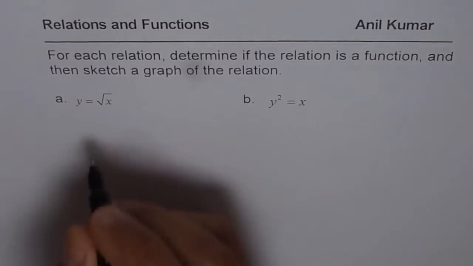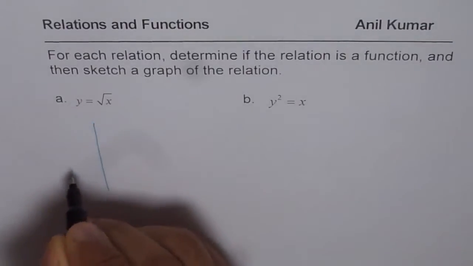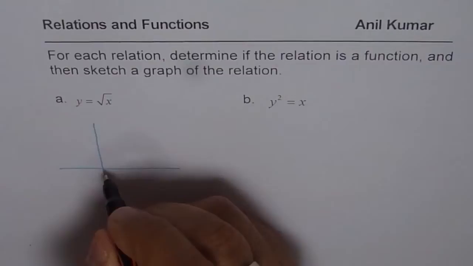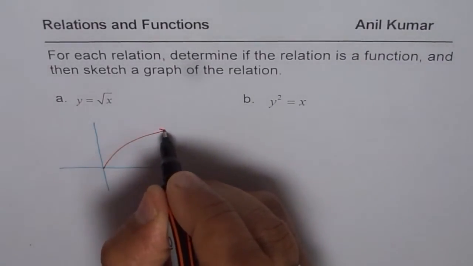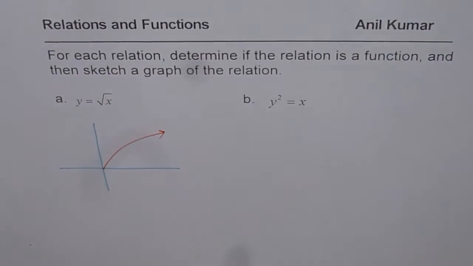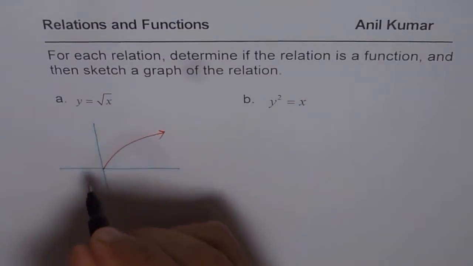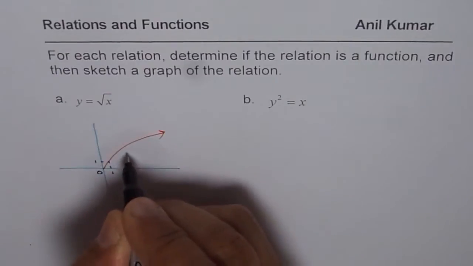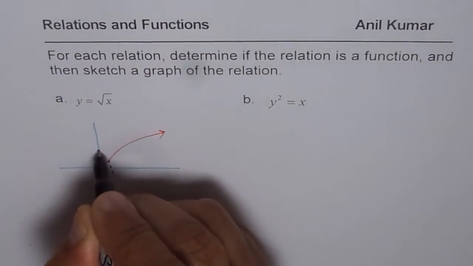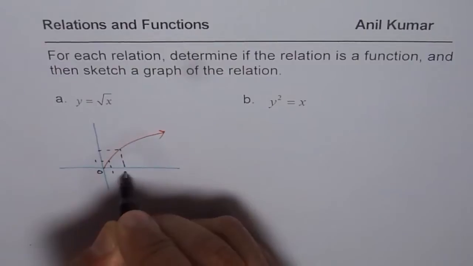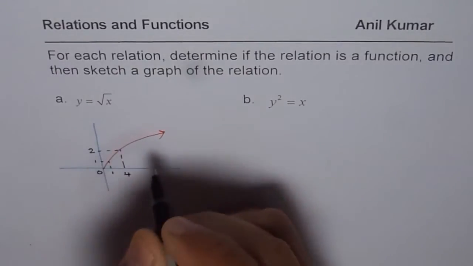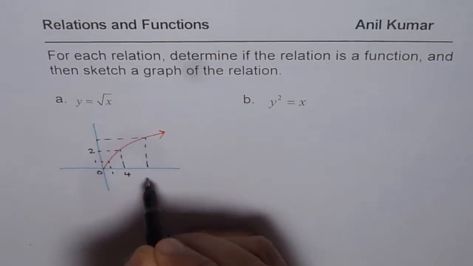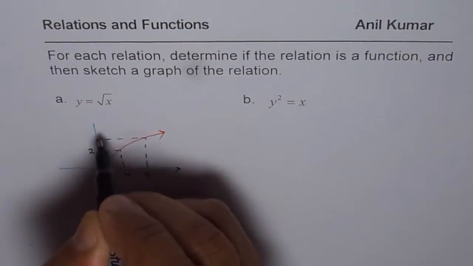of y. Now if we sketch this square root function, it will look something like this, right? You can always make a table of values and then sketch this function. Let me put some values here: 0, and for 1 it will be 1, and let's say this is 4, which will be square root of 4, so 2, and 9 will give square root of 9, 3. So this is a very rough sketch anyway.